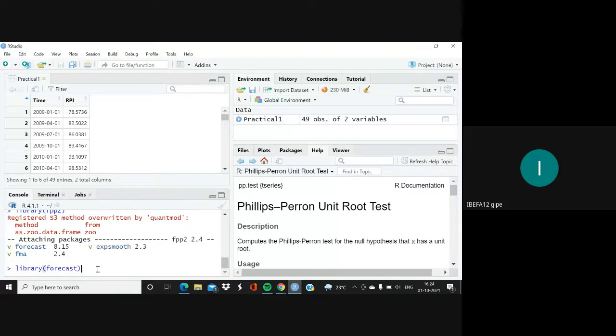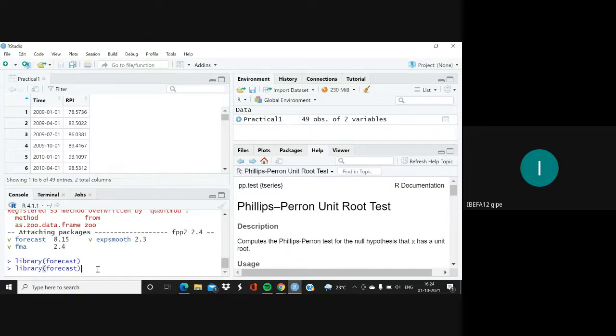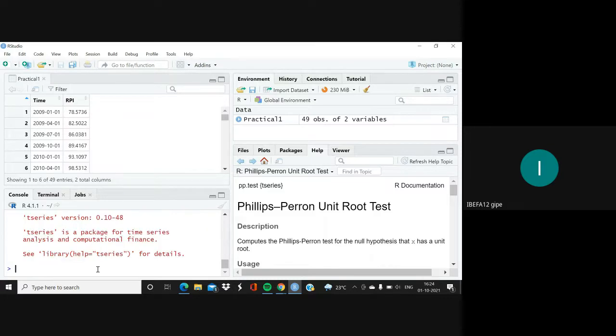So I've just loaded ggplot2, fpp2, then forecast, and tseries. Okay, so first we'll just load the data. I think we have just about enough time. We've loaded the data. We'll just declare that it is time series.